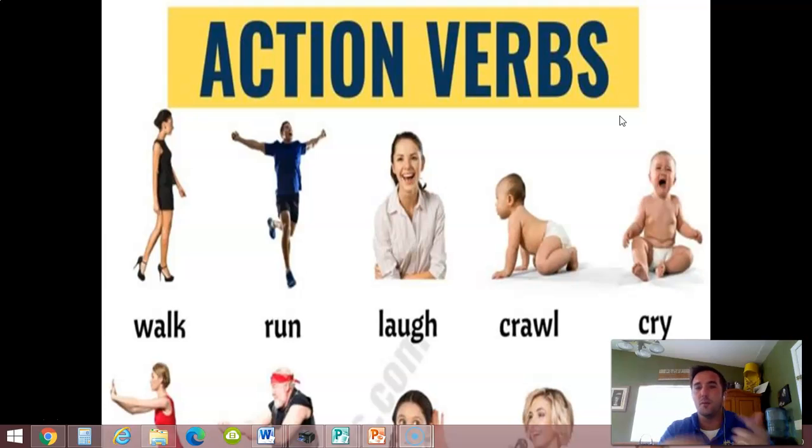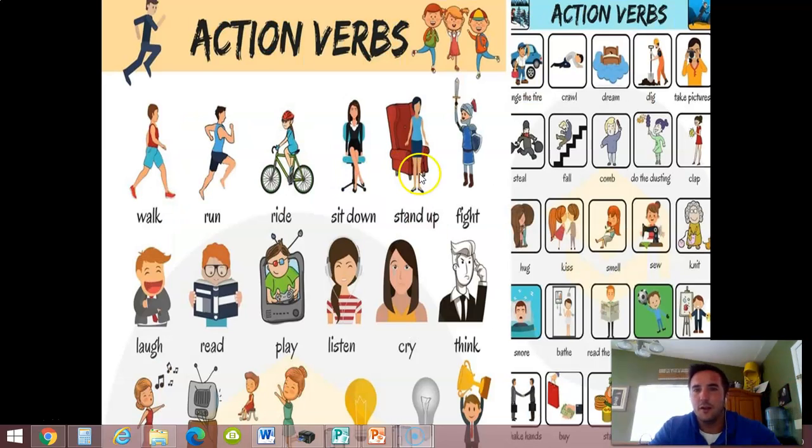So you can figure out what the subject is, right? The baby cries. The baby crawls. The lady laughs. The man runs. The girl walks, right? What the subject does is the verb. Or what did something? The lady, the man, the girl, the baby. What they do is the action. That's the verb.